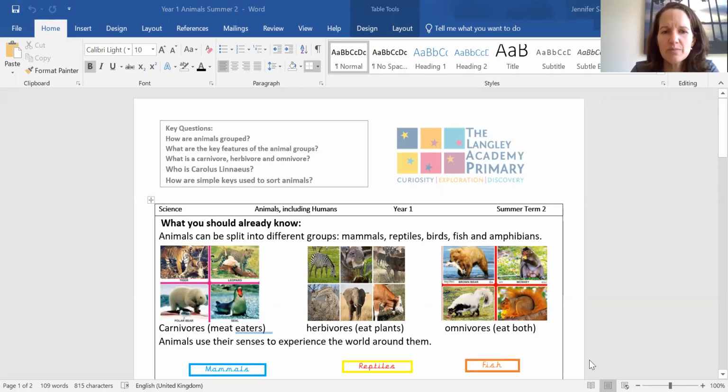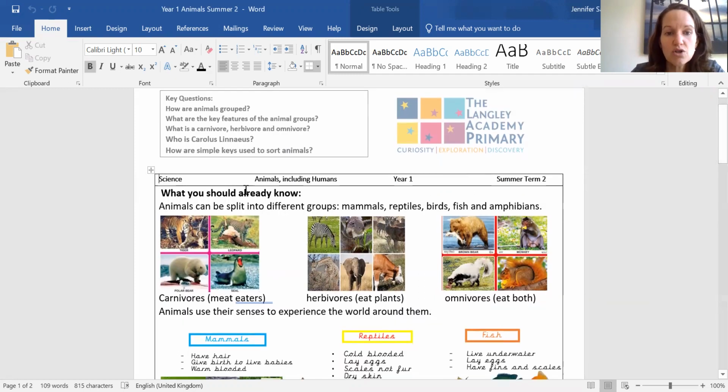How are animals grouped? What are the key features of the animal groups? What is a carnivore? What is a herbivore and an omnivore? Carl Linnaeus. And how are simple keys used to sort animals? Now, some of those things you already should know, so let's go through and remind ourselves.